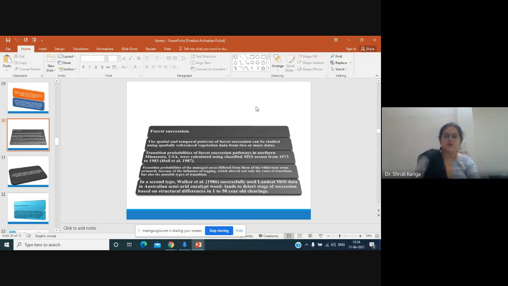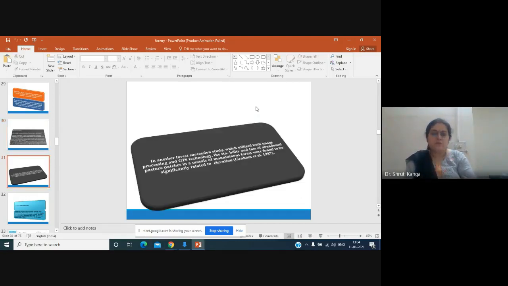Okay, so what kind of changes took place when 1 to 50 years of clearings took place in an Australian area? That kind of succession study can be performed in another forest succession study. Okay, because here you have to support your points with different examples.